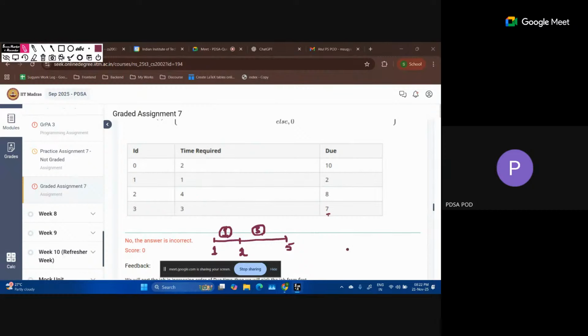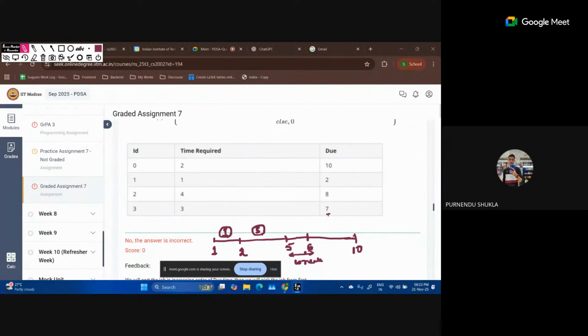Then we are going to the second job, but now we want a break here. So until 6, we cannot do anything. The machine will be on a break period. From here, we will go for 4 hours for job number 2, which is basically 10.